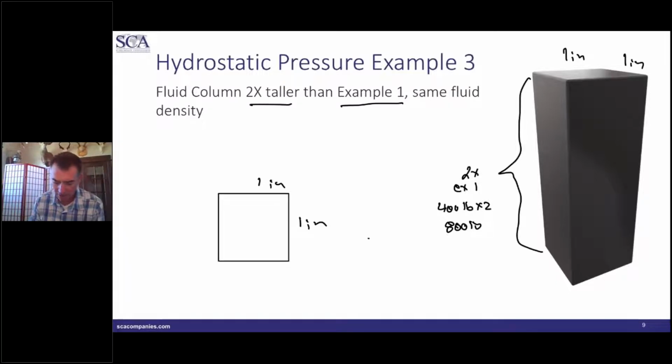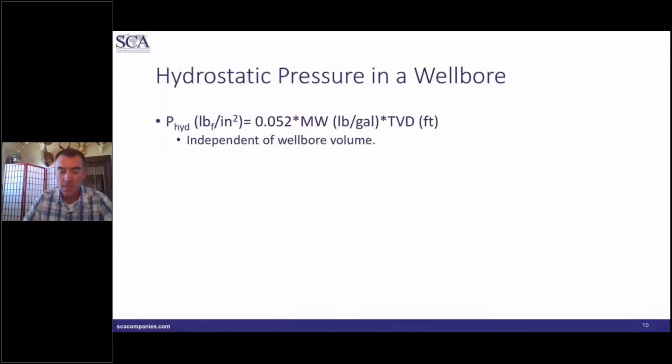Okay, now I'm going to have 800 pounds force per 1 inch squared, and I get 800 psi. And we could alter the density. You could make it the same height, make it twice as dense, and it would be the same amount of pressure. You could make it twice as tall and half as dense, and you get the idea. So it's really important to understand this concept when we go forward with looking at hydrostatic pressures in a wellbore.